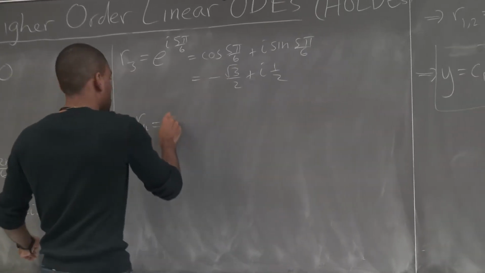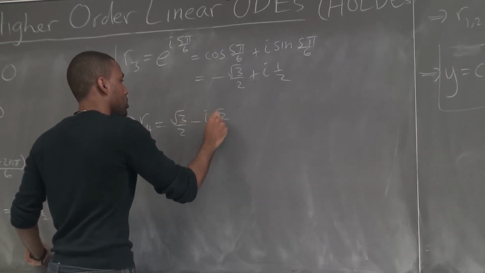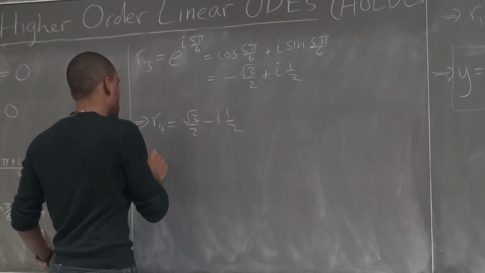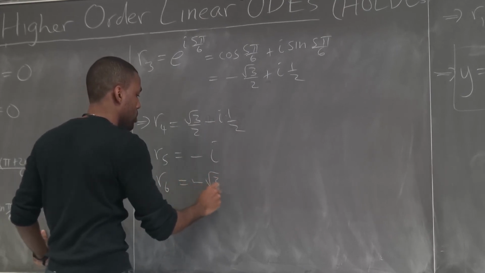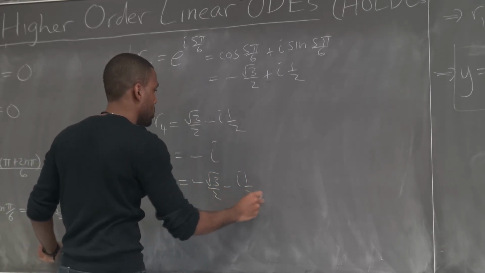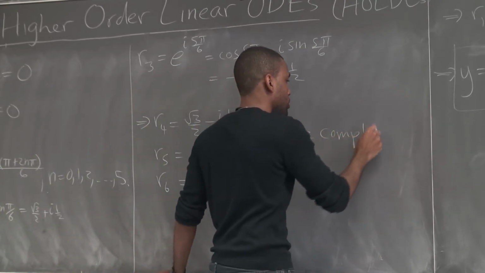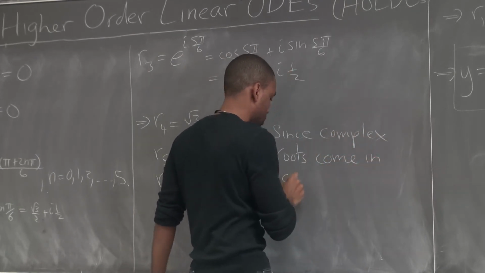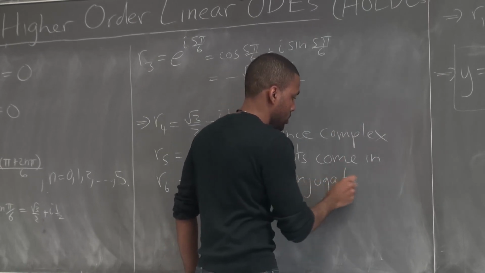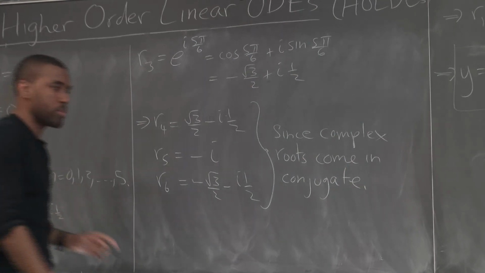r4 would be radical 3 over 2 minus i times 1 over 2. r5 would just be minus i. r6 would be minus radical 3 over 2 minus i times 1 over 2, since complex roots come in conjugate pairs. So once I realize I have 3, I automatically have 3 more, and all I need is 6 because I have a 6th order, so I can just stop after doing 3.